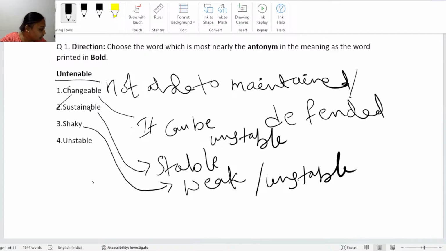Once again, recheck, sir. Here sustainable means stable. So for untenable, the correct answer is sustainable. Now we will go for the next question.